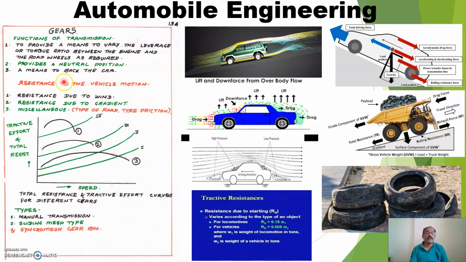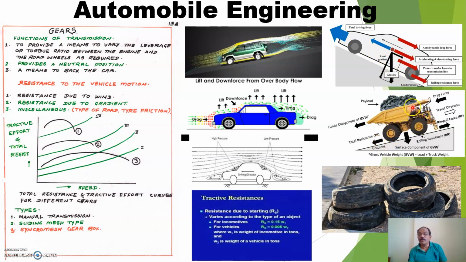Now, what are the resistances that need to be overcome? The resistances are, first, resistance due to wind. As the vehicle moves forward, there is a resistance opposed by the wind. You can observe in this figure that the air resistance is shown. So, wind resistance. Second, resistance due to gradient. You can observe it here. What is gradient? Gradient is nothing but a slope.